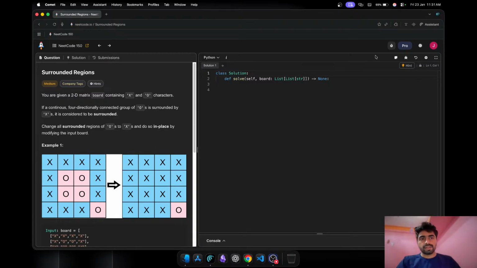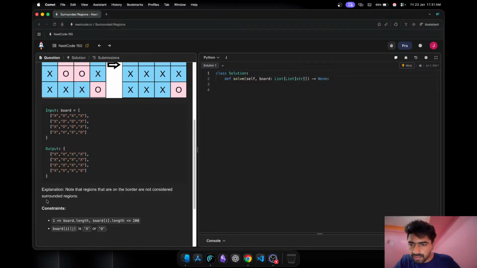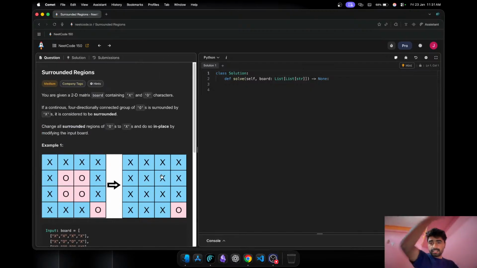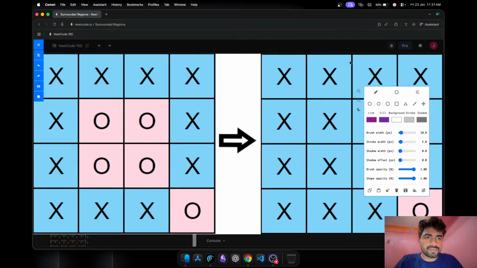But why is this one not converted into X? Let's see the example. Note that regions that are on the border are not considered surrounded regions. Let me show you what this problem statement is trying to say.